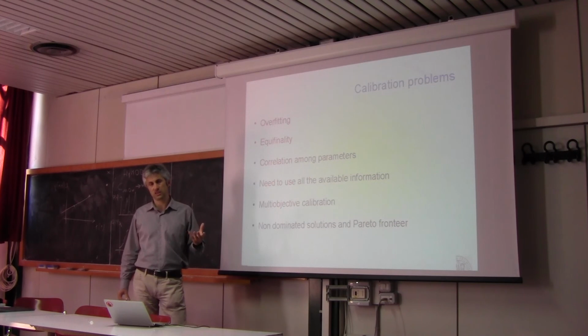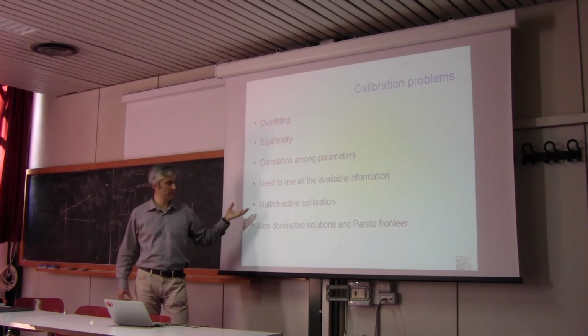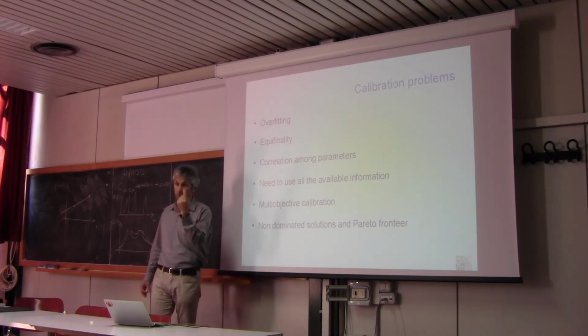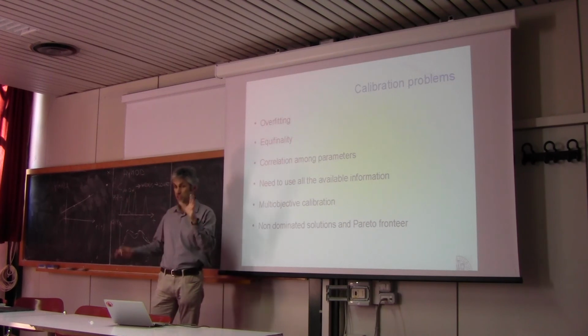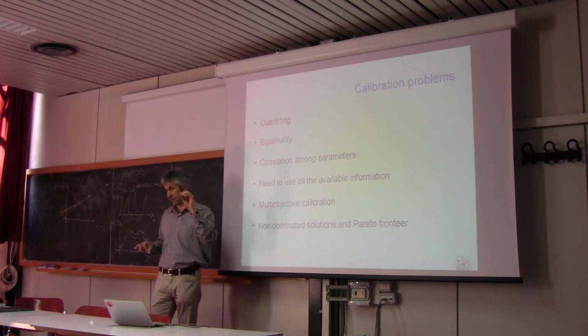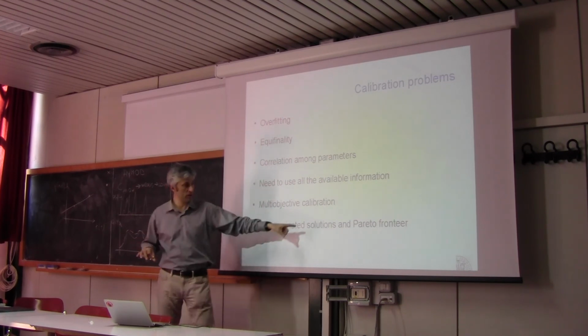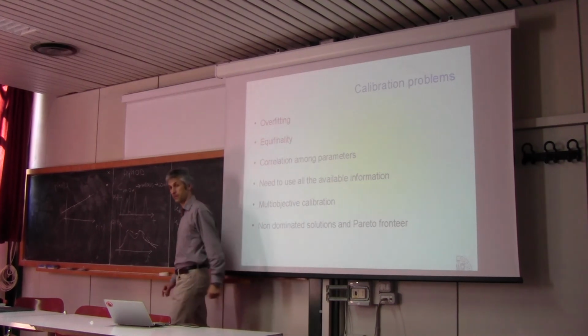Basically, what it means is that when you use multi-objective calibration, you don't have a single optimal solution. You have a set of optimal solutions. And this set is lying geometrically on a region that is called the Pareto frontier.